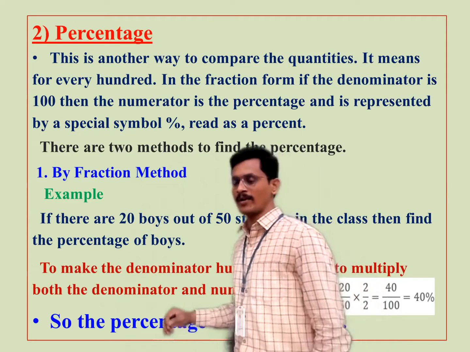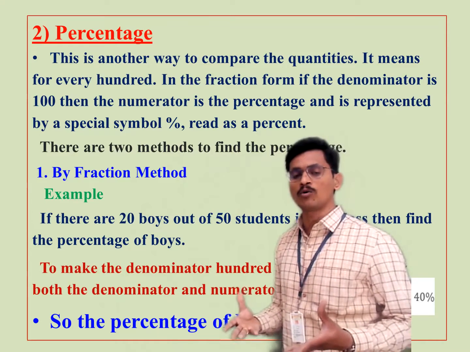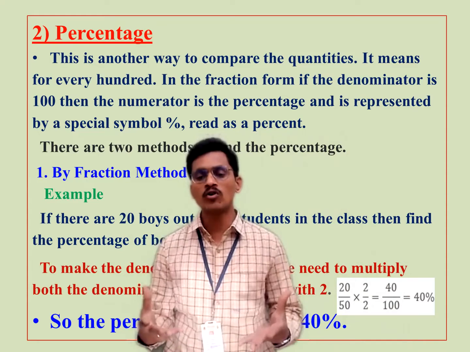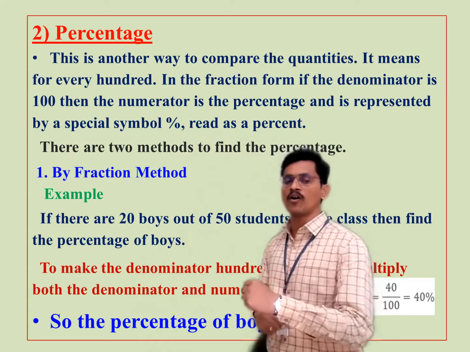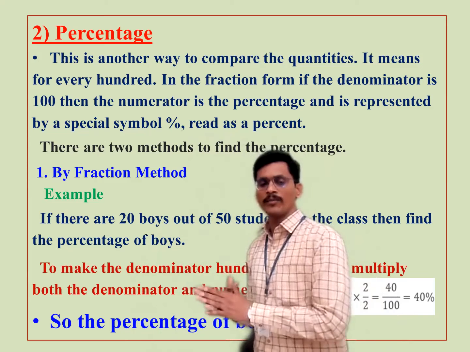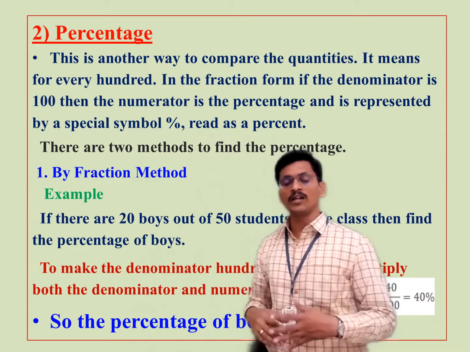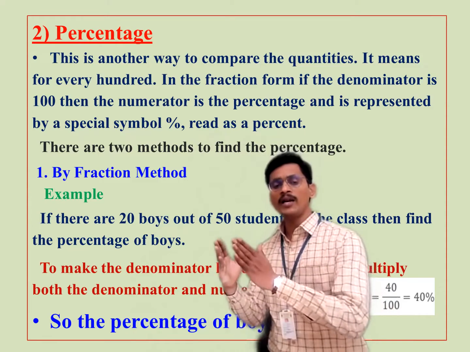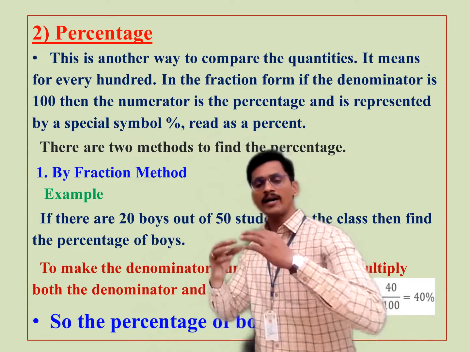By one example, I will explain. Here is one example: there are 20 boys out of 50 students. What will be the percentage of boys? Correct? As we know, by the fraction method, what do we have to do? 20 upon 50, it is the fraction. 20 out of 50. Obtained divided by maximum. Always remember, for percentage, obtained divided by maximum.